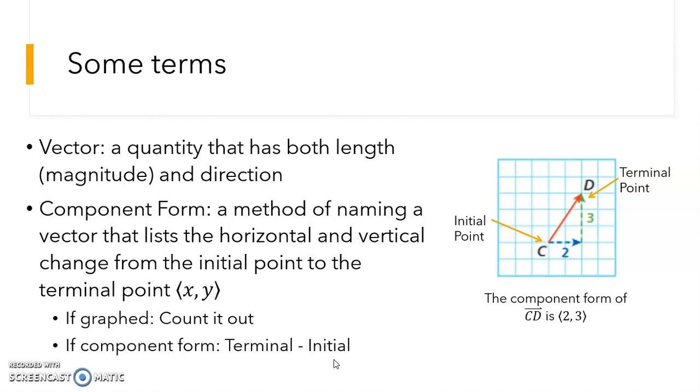Okay, the other thing I need to mention is how we name vectors. It's just like naming a ray. You would name the initial point first and then the terminal point. And it almost looks like it has an arrow on top, except it's only half an arrow. Okay, and if you want to, you can zoom in and see it there, but that's how you would name a vector. So let's take a look at an example.